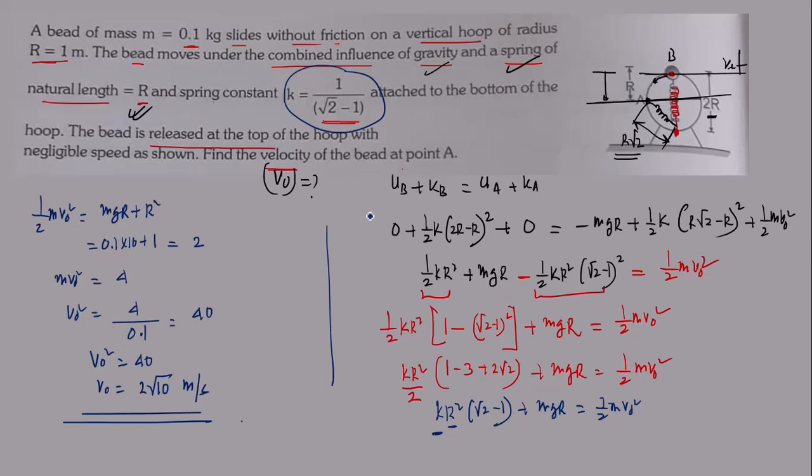Simply you have to apply the conservation of energy principle, and in this situation only conservative forces are there. So you take only the effect of potential energy and kinetic energy. No other forces are there. So the answer is 2 root 10 meter per second, which is the speed of the bead once it reaches point A.